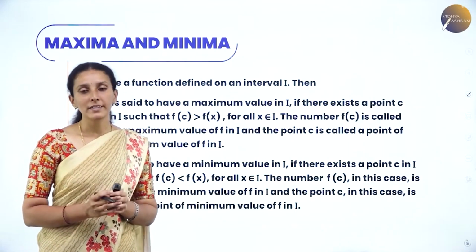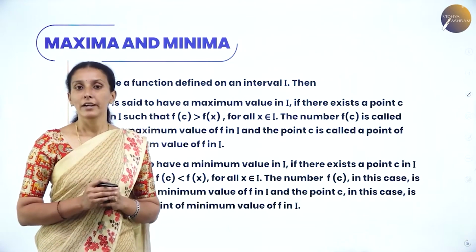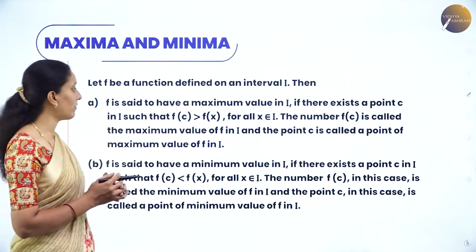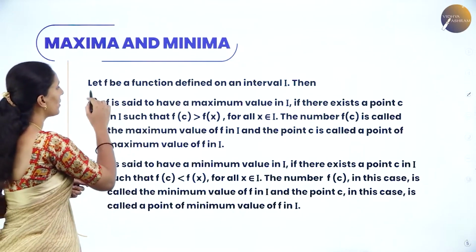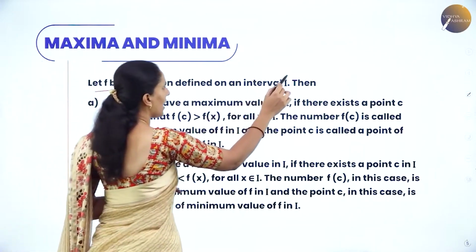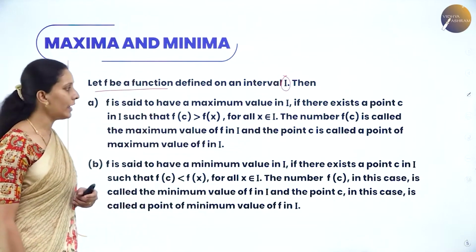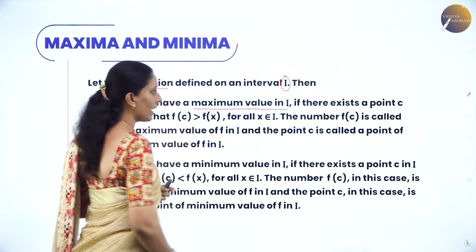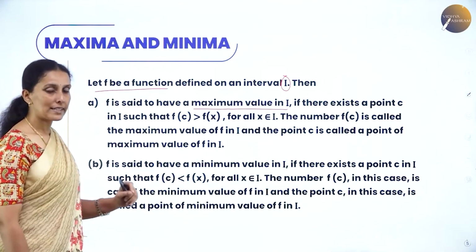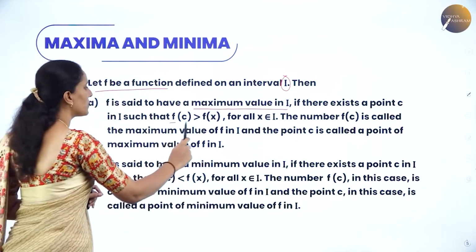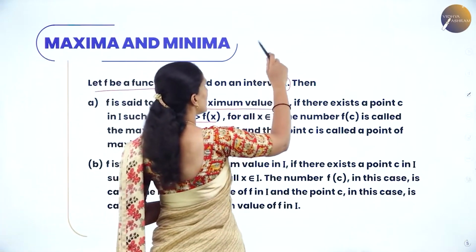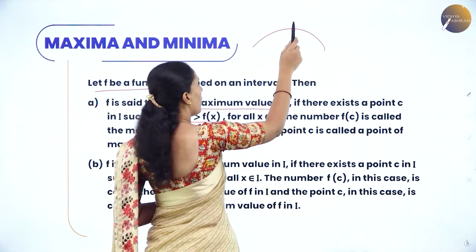From the previous examples, we can define a function which is maximum or minimum in the following form. Let f be a function defined on an interval I. Then f is said to have a maximum value in I if there exists a point c such that f of c is greater than f of x. Suppose this is a function or some curve here. This will be the point c.